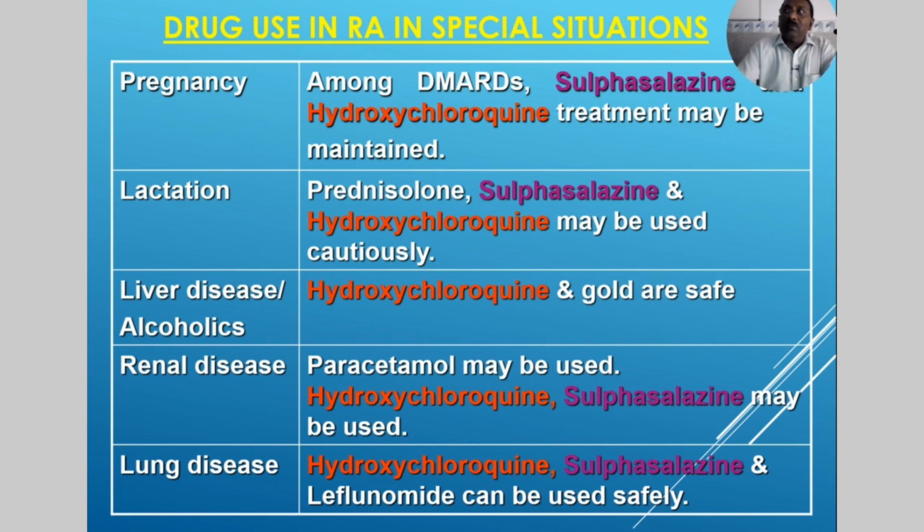So in a single word, the most toxic drug is methotrexate, and the next one is leflunomide. The safest are sulfasalazine and hydroxychloroquine. But activity-wise, the highly potent drugs are methotrexate and leflunomide.